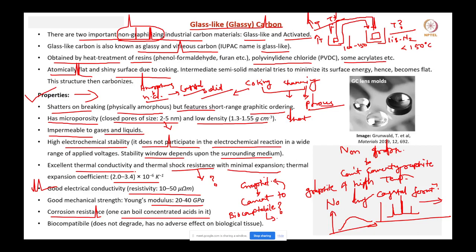But what does this term biocompatible mean? When somebody says this material is biocompatible, what will you figure out from that? It will not interact with the environment in the biological system. The environment inside our body is different from the external environment, so it should not interact with the environment within our body.